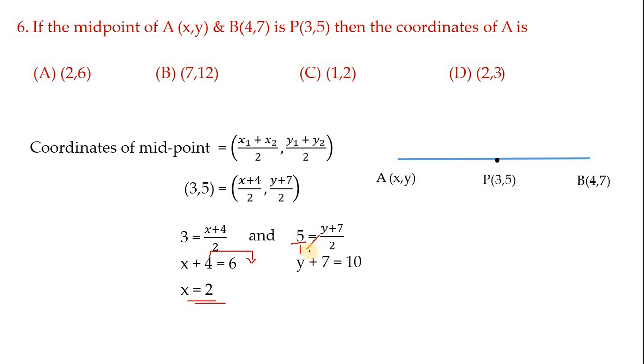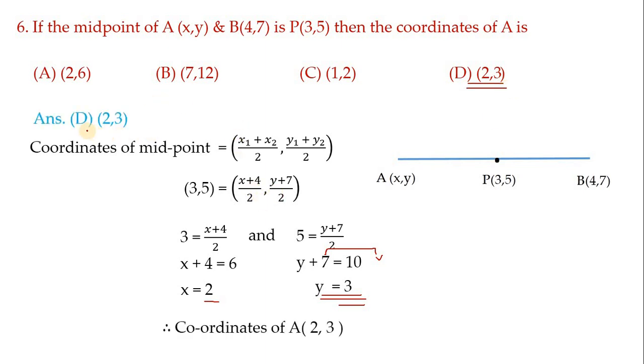Next, come here. As I said, anything multiplied by 1 gives the same thing, that is y plus 7, and 5 2s are 10. Now this 7 you transfer this side, children. So 7 transferred this side becomes minus 7. So we get y value is 3. So the points are 2 and 3. So 2 and 3 belongs to D. Therefore the correct option is D, 2 comma 3.